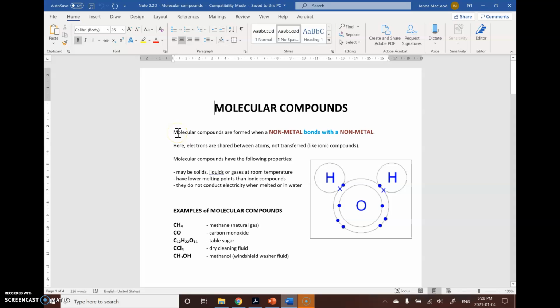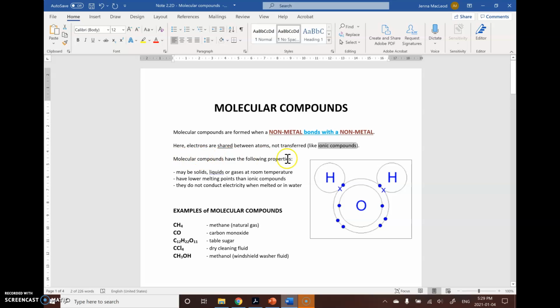So molecular compounds are formed when a nonmetal bonds with another nonmetal, and this is super important. Remember, our nonmetals are on the right side of the staircase on our periodic table. Here, electrons are shared. They're not transferred. They don't give electrons and they don't receive electrons. Those are what we call the ionic compounds, which is a metal and a nonmetal.